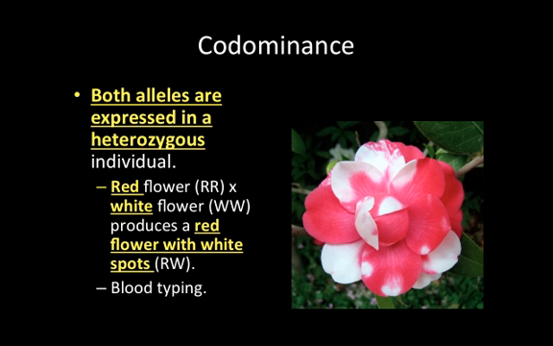In codominance, both alleles are expressed in a heterozygous individual. So it's not something in between the two, like tall and short, or in between the two with incomplete, we had medium. Or with the snapdragons, with red and white, we crossed them, we got pink snapdragons. That was incomplete dominance. With codominance, you're going to express both traits. So a red flower crossed with a white flower here is going to produce a red and white flower. Not pink, but red and white. So do you see the difference between codominance and incomplete?